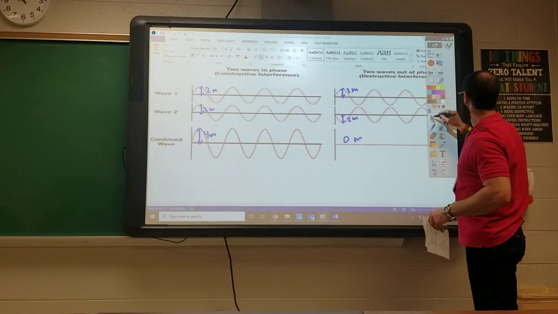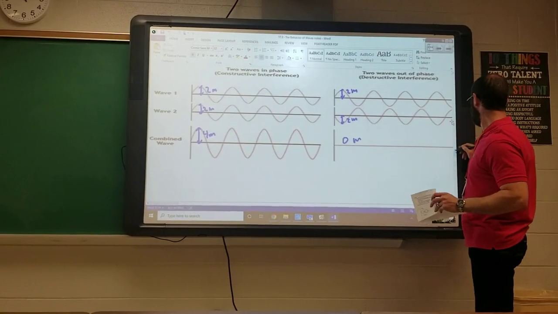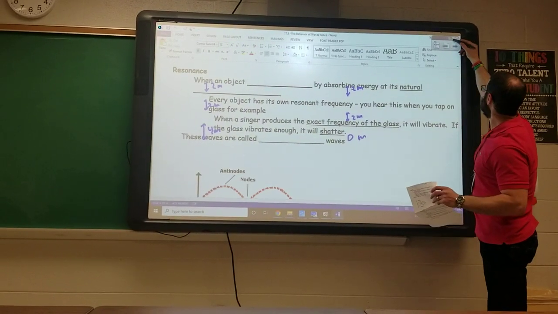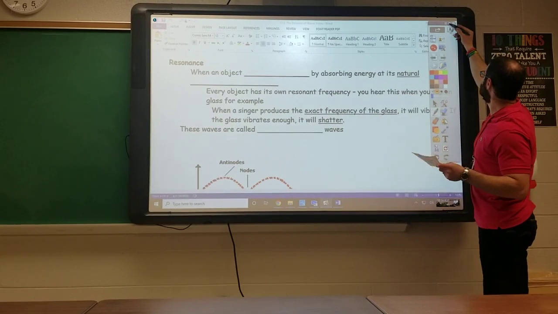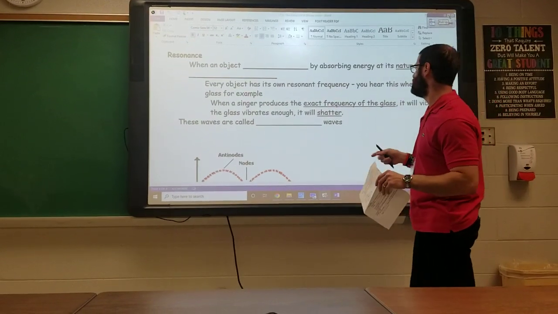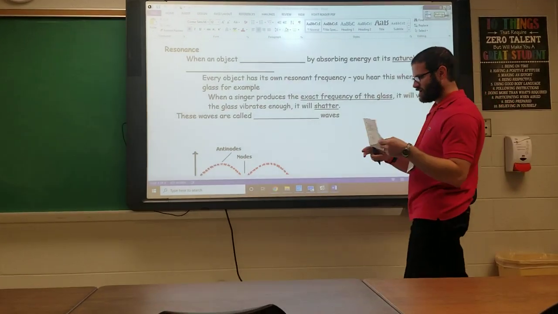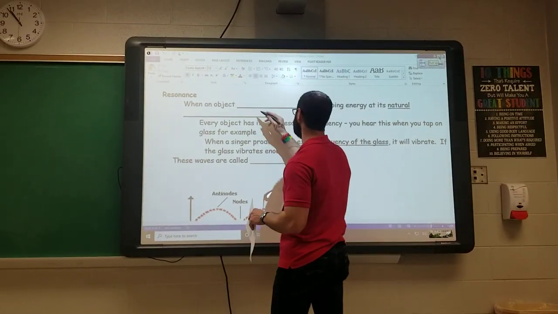Let's go ahead and look at the backside here. So, the concept of resonance. We mainly apply this to sound waves. Resonance is when an object vibrates.